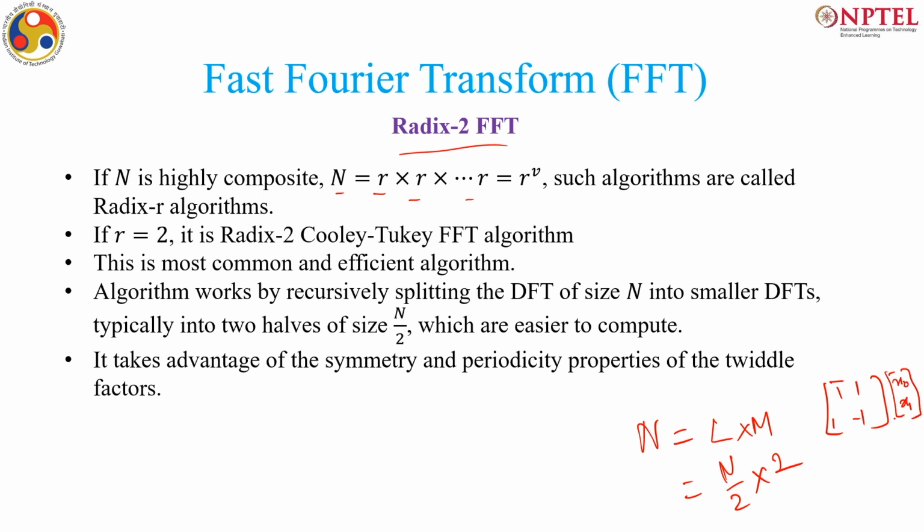So, you do not need any difficult computation in that. You just need to add the values to get capital X0, and the difference of the values will give you the capital X1. And then again this n by 2 can be further divided into n by 4 into 2 and into 2, and in this way you keep on doing this until you are computing all 2 point DFTs.